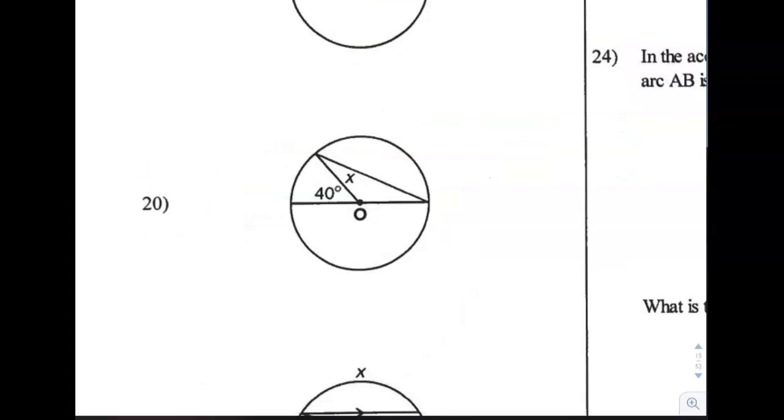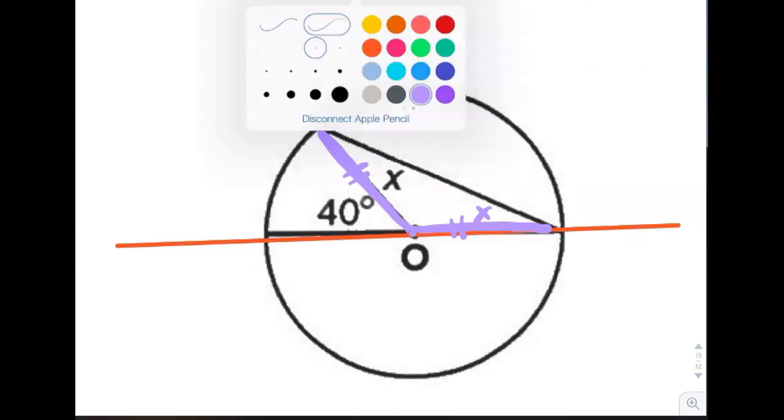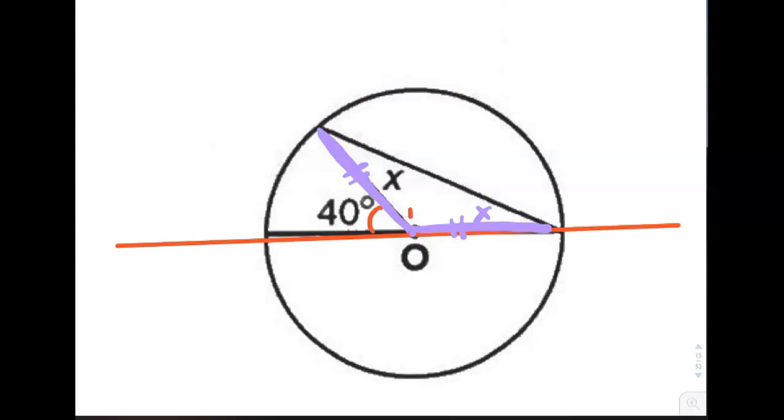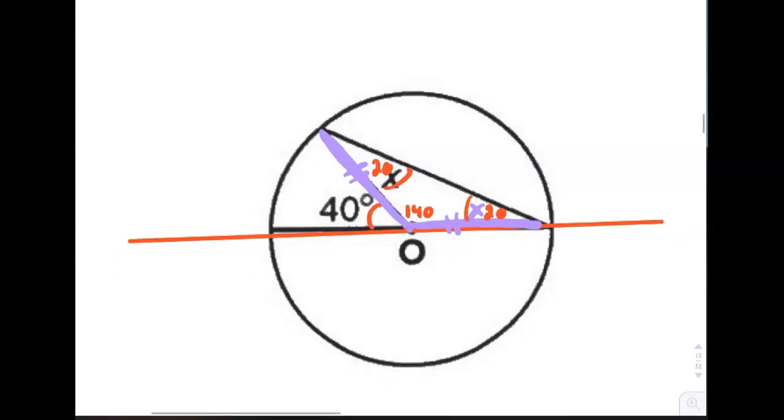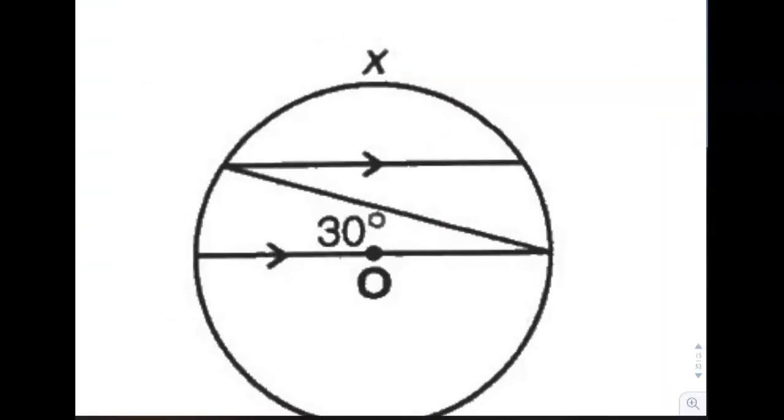Number 20. This one, there's two radii again, so that means we have an isosceles triangle, which means both of those angles are x. If this side is 40, then that side is 140. 180 minus 140 is another 40, which means both of those have to be 20 because they're isosceles. Base angles are congruent.